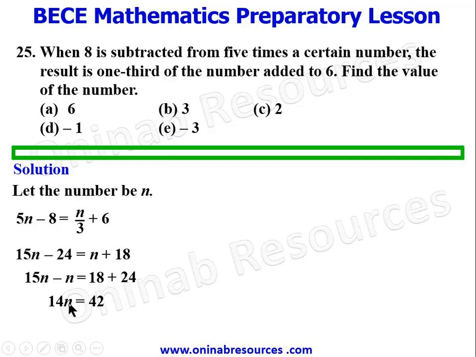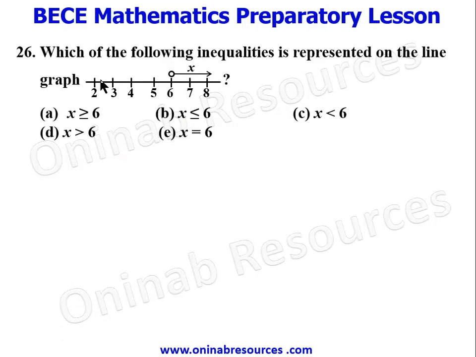It can't be 2, n cannot be 2, 3 times 4 is 12, yeah. So n is equal to 3. So the number is equal to 3, and that is option B. And that's the end of the solution to problem 25. We go to problem 26.